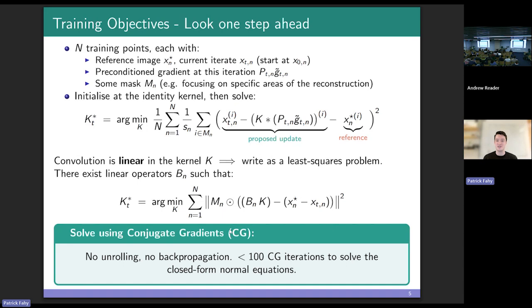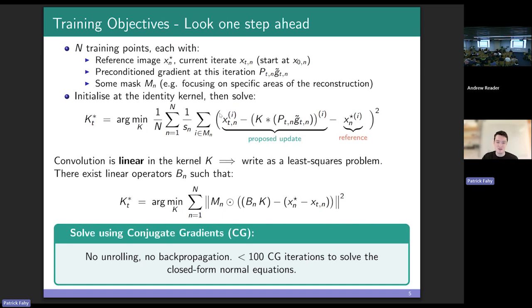Okay, so we initialize at this identity kernel and then minimize this problem, which may look a bit complicated. This left part is this proposed update, the right side is this reference, and all we're doing is we try to enforce or encourage the kernel K to be such that our proposed update is close to this reference. Then we average this over the data points and also within this mask.